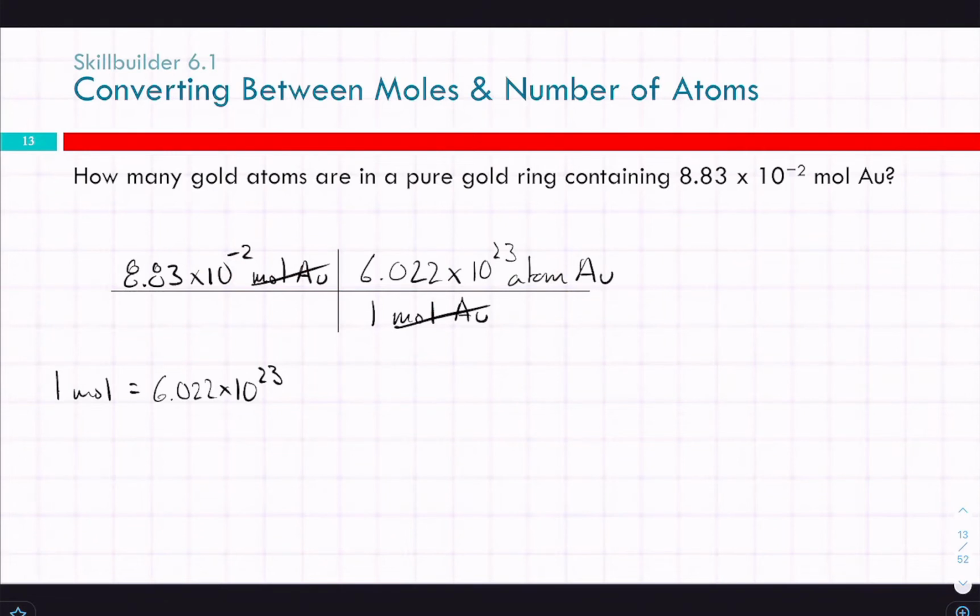8.83 e to the negative 2 times 6.022 e to the 23. So 5.317 times 10 to the 22 atoms of gold. How many sig figs should we have? 3. 5.32 times 10 to the 22.